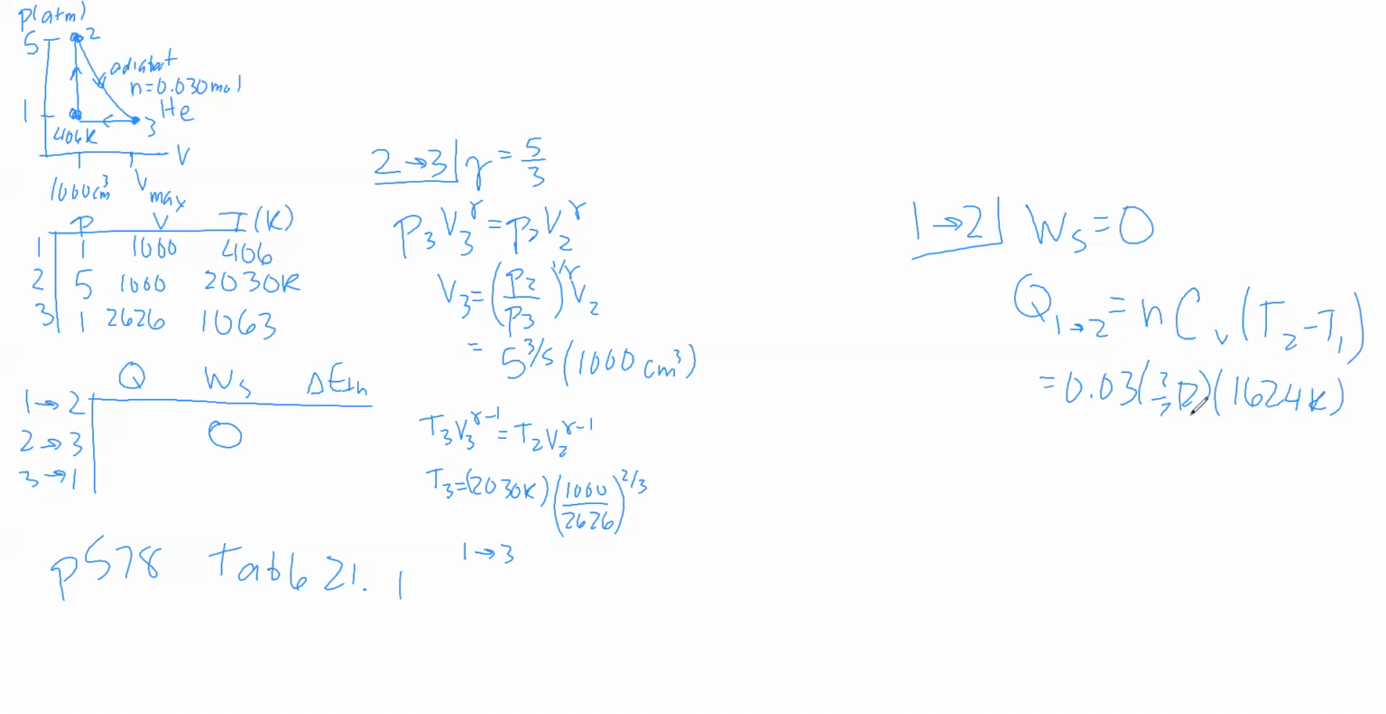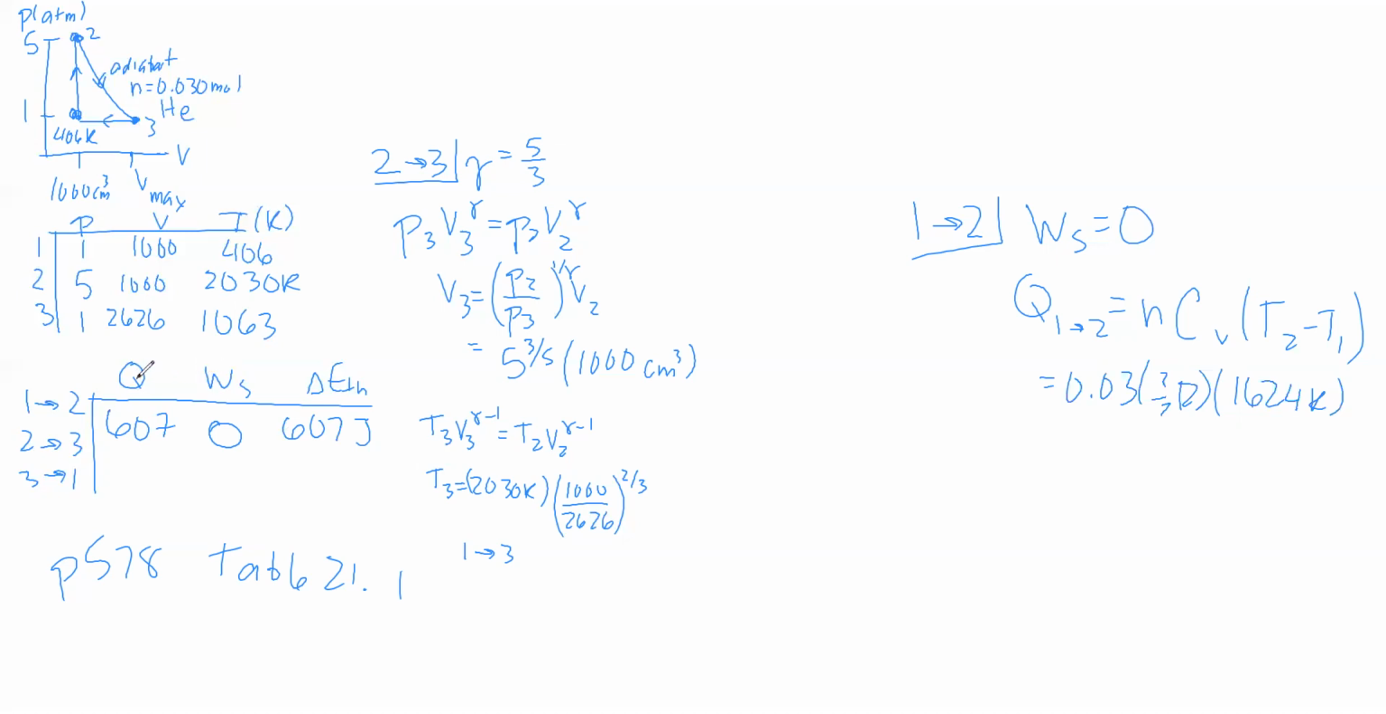And with the gas constant and the moles there, I'm going to get that the total heat added in that first process is 607 joules. And there are several different checks you can do on this table.